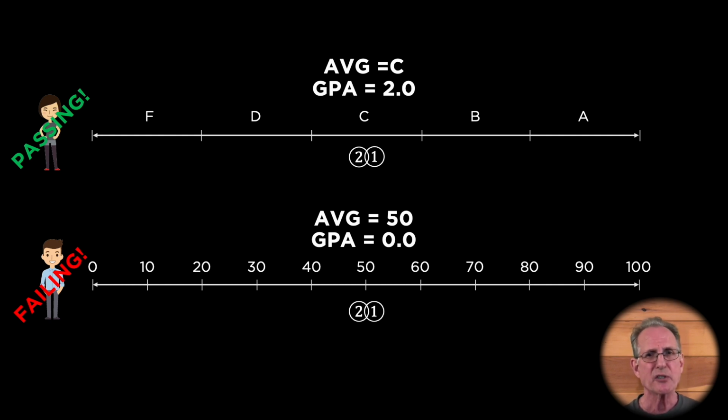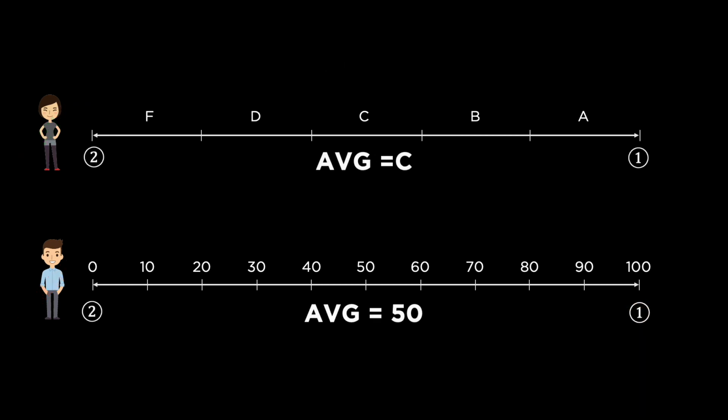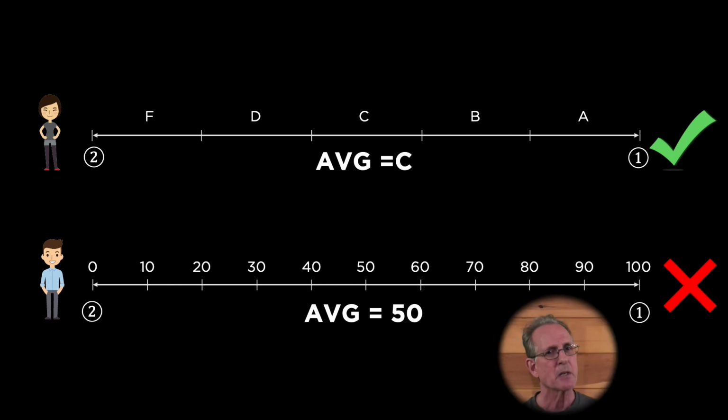So which average is correct? The obvious and intuitive answer is that the C average is correct and the 50 average is wrong. But why? After all, 50 is definitely the average of 0 and 100. But we know that Percy should not be failing. So something must have gone seriously wrong when we averaged Percy's grades. And in a moment, we'll see exactly what that error is. But before we do, how should we size up this error? Is it a big error or a little one?